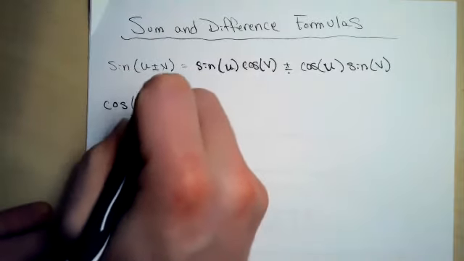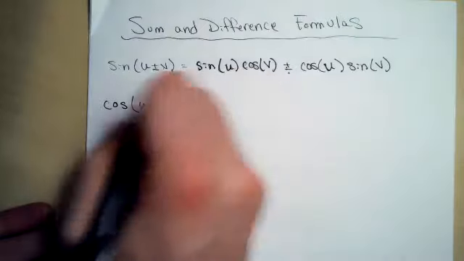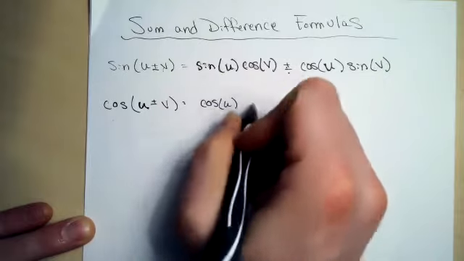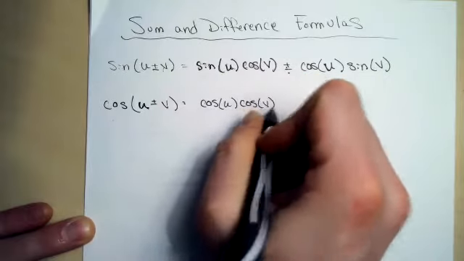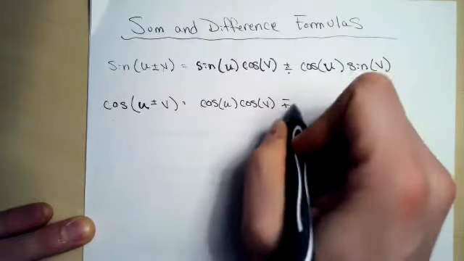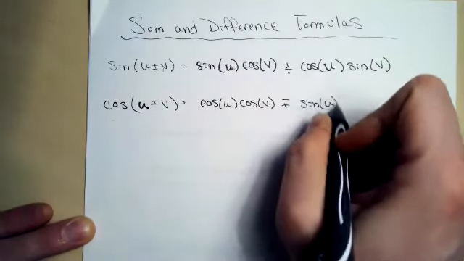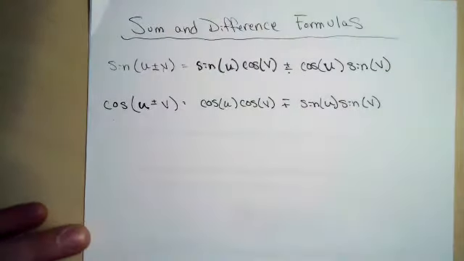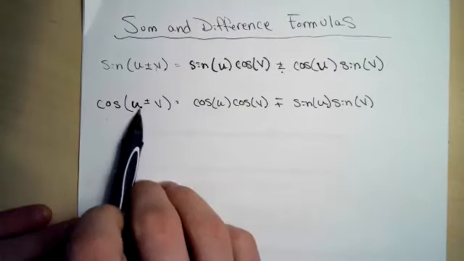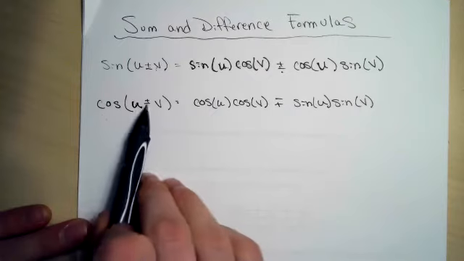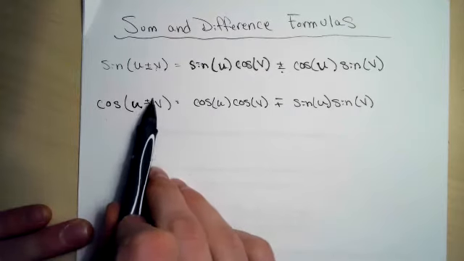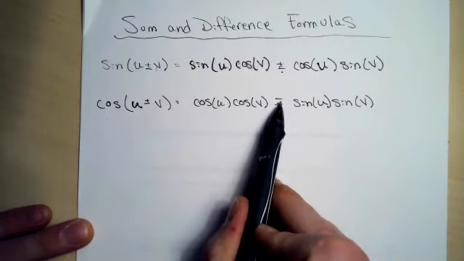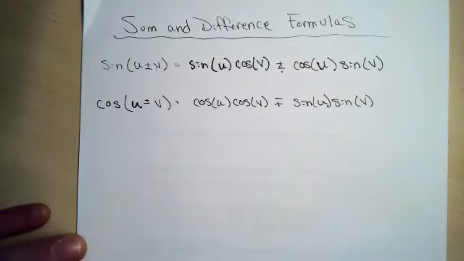So cosine of u plus or minus v is going to be cosine of u cosine of v minus plus sine u sine v. So this means that if I have a sum of angles, u plus v, inside the argument of cosine, that's the top symbol, so we have to use the top symbol here. It's a minus. So the sign switches in the cosine formula.